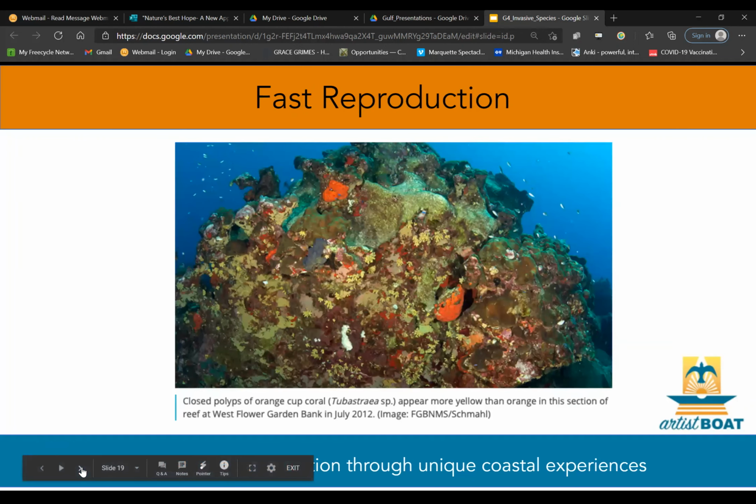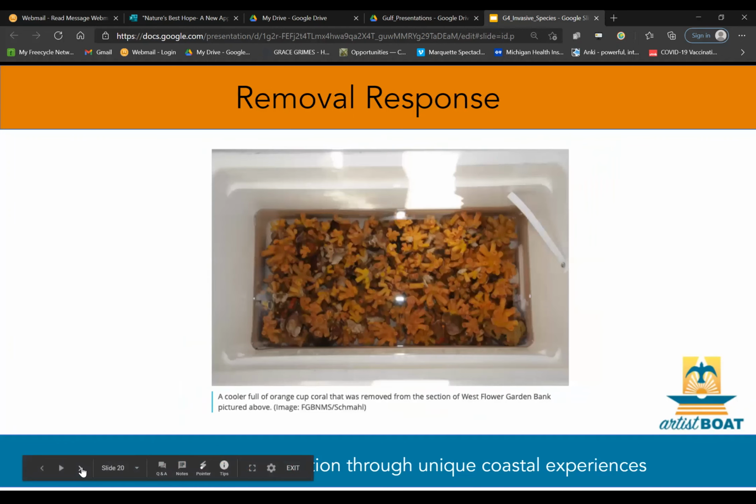Another issue is that orange cup coral can reproduce within 1.5 years of settling. So what this looks like is they release planula larvae that float with the current for up to 14 days before settling. So in that 14 days, the orange cup coral can get pretty far.